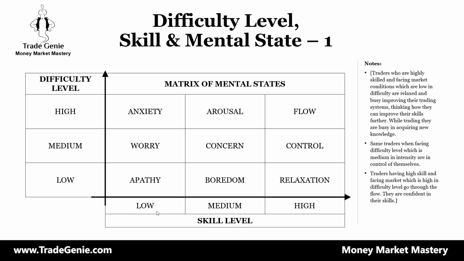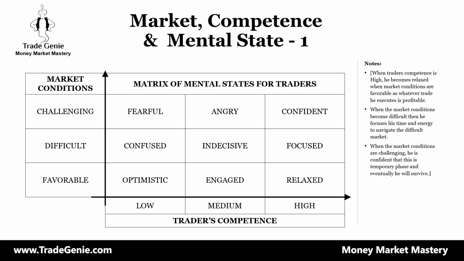The one with a low level of skill is creating anxiety, and the person with a high skill is going with the flow of the market. He understands. So think about this: there are 9 different mental states depending on the skill level and depending on the difficulty level he is facing in the market. So think about that.